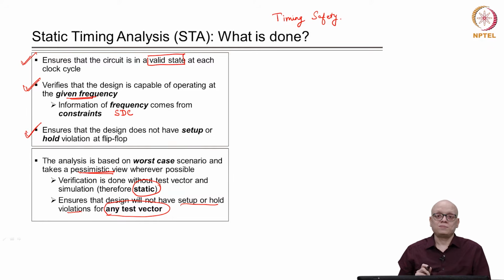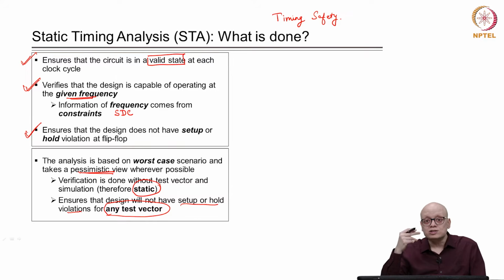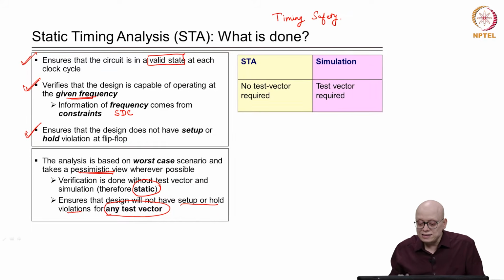Therefore we can say that the design is safe for any test vector, right? So we can differentiate what is different. In the earlier lectures we have looked into another verification technique, and that was simulation, right? Now we should understand the differences between simulation and static timing analysis. In static timing analysis, we do not use any test vector. We assume the pessimistic view of timing everywhere, and based on that we ensure the timing safety.